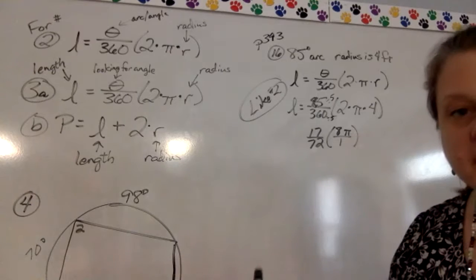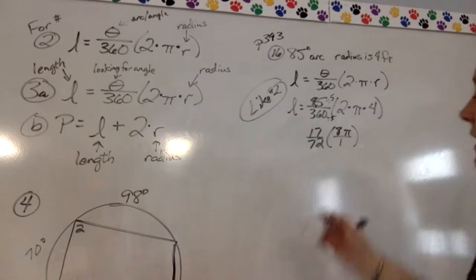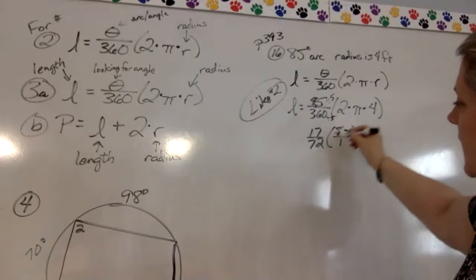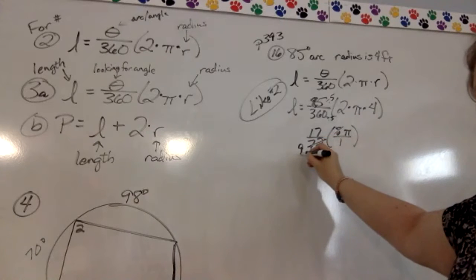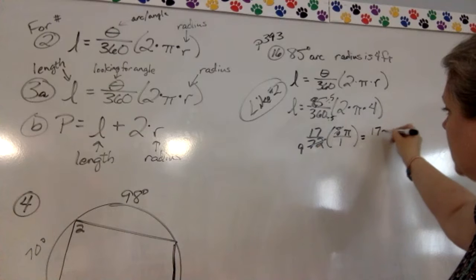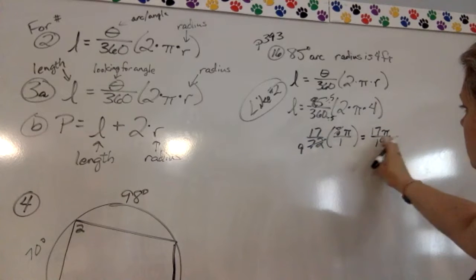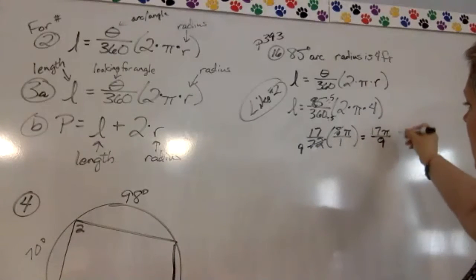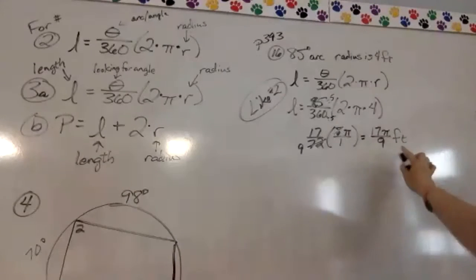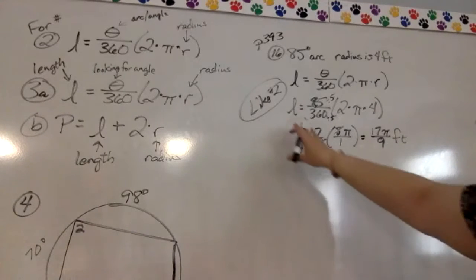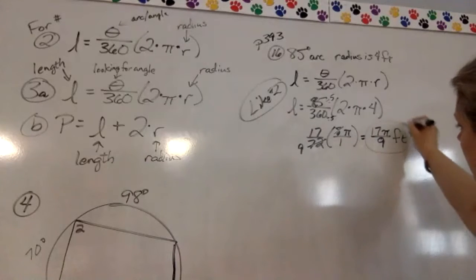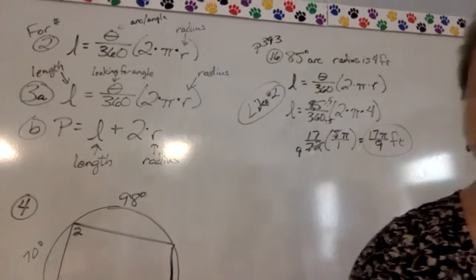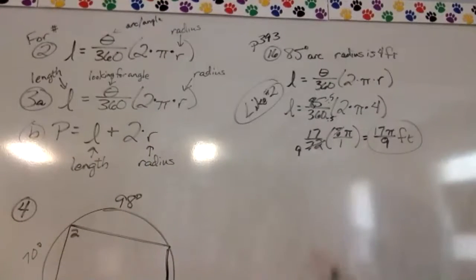I'll look for things that can cross cancel, especially if I don't have a calculator to use. So 8 goes into itself 1 time, 8 goes into 72 9 times. So my length will be 17 pi over 9, and then it was feet because that's the unit that was on the radius. When you were doing arc length, a lot of times when we did these in class, you end up with these fraction things. So it's 17 pi over 9 feet. That's similar to what you will get for number 2. You should have an answer that looks something like that for number 2 on the quiz.